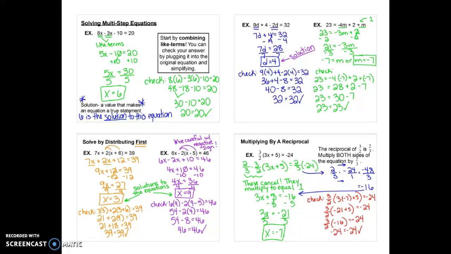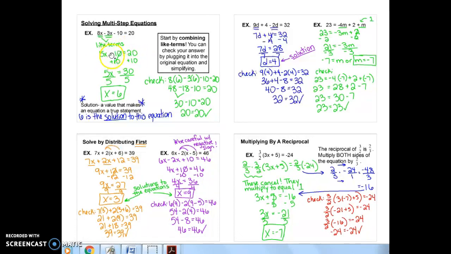So in our first example, we have 8x minus 3x minus 10 equals 20. The first thing you're going to need to do is combine the like terms in the initial problem. So 8x minus 3x gives you a 5x. You carry down your minus 10, carry down your equals 20. Now this is actually back to a two-step equation, just like the previous section. So 5x minus 10 equals 20.